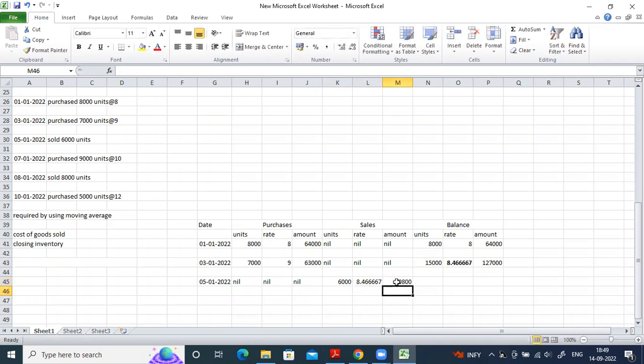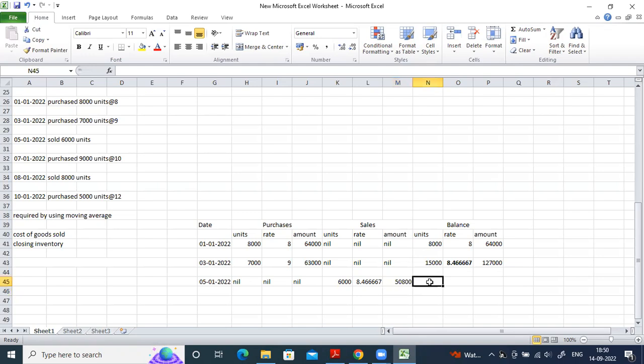So it will be 50,800. Is that clear about the sales part? Yes, sir. So we take it as 8.47. Yeah, you can take 8.47, no problem. Instead of all these 3 or 4 decimals, you can directly round it to 8.47. No issue. Now in balance, guys, you need to let me know what will be the balance.